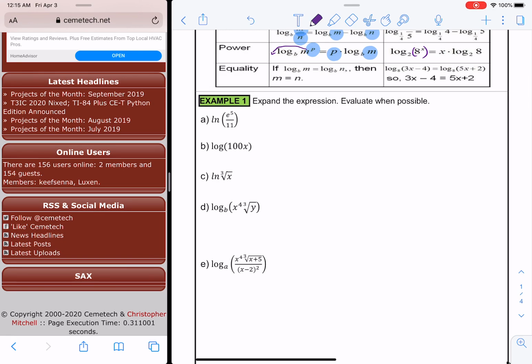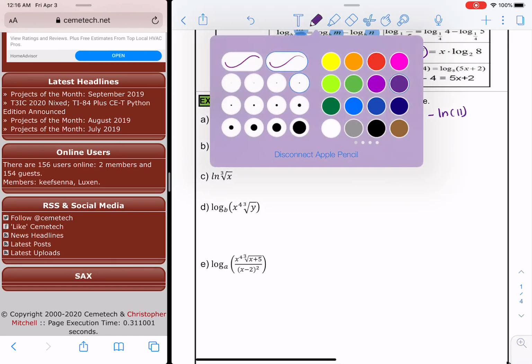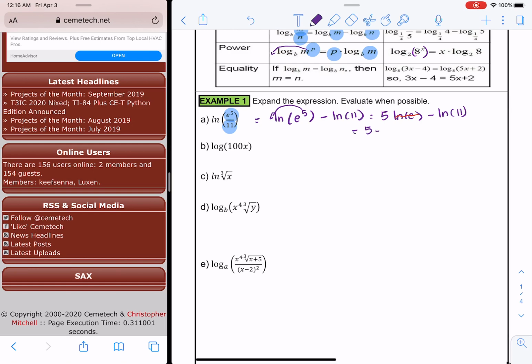So we want to expand the expressions here. So this is a quotient, e raised to 5 divided by 11. So we can write it as ln of e raised to 5 minus ln of 11. And if we use the power rule, the 5 would come to the front. So 5 ln e minus ln of 11. And I mentioned in one of my previous videos that ln and e would sort of disappear when it's of that form. So we would reduce here to 5 minus ln of 11.